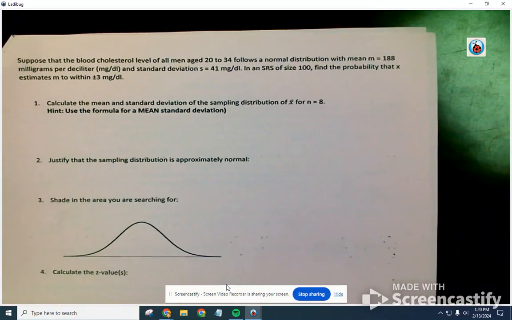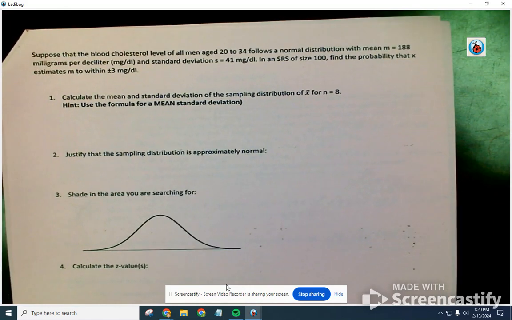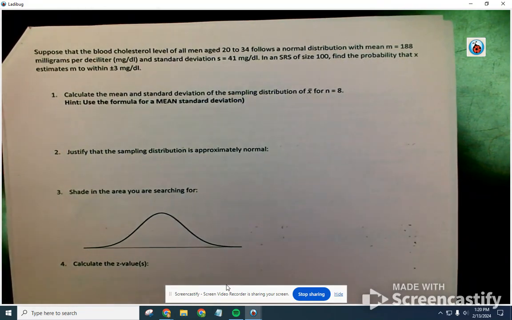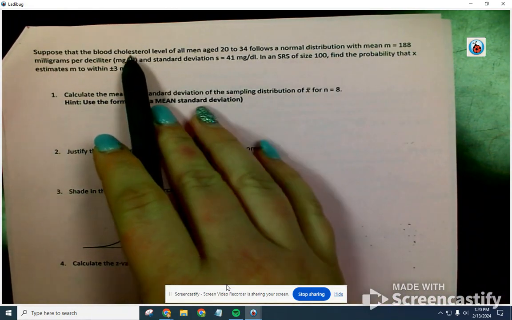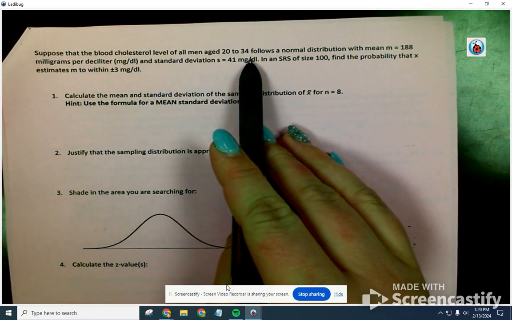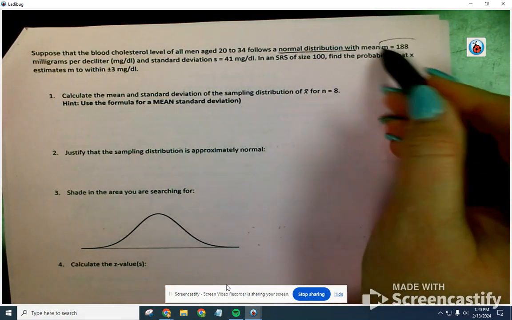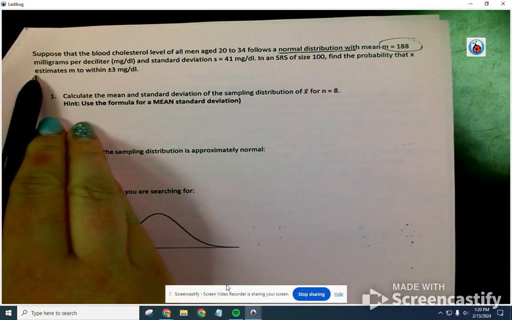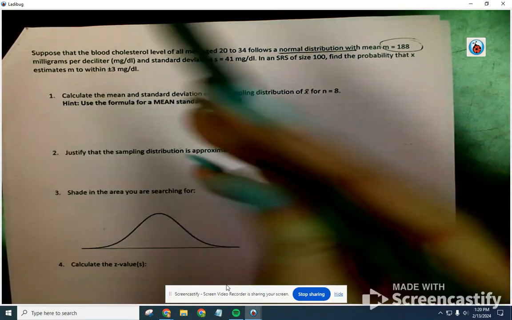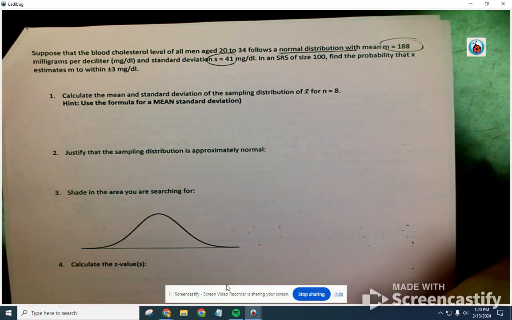All right, in this video, we're going to go over the last problem that you'll see on your test, or maybe not the last one, but the last type of problem you will see on your test. So in this one, it says, suppose that the blood cholesterol level of all men aged 20 to 34 follows a normal distribution, cool information, with a mean of 188 milligrams per deciliter and a standard deviation of 41.